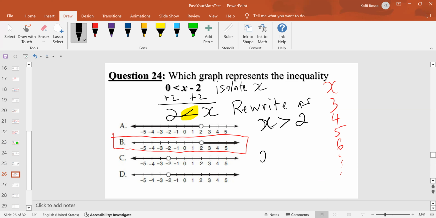For example, let's take money: $2 is less than $3, which is true. So we say 2 is less than 3. Perfect, right? But if I want to reverse it and say 3 first, it's not less than anymore, it will be greater than 2. So if you reverse it, you switch the symbol. So you have x is greater than 2. And the correct choice is this one, B.